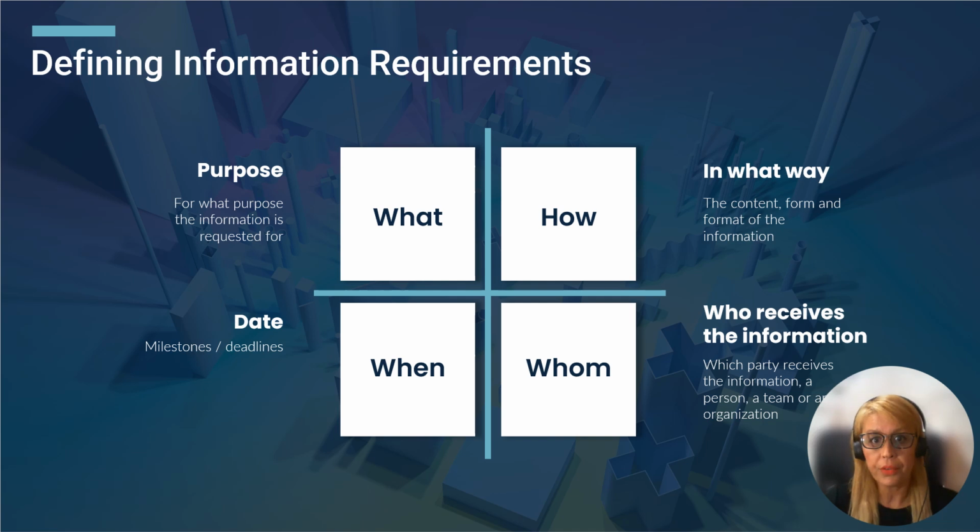Following, let's focus on defining information requirements. These requirements specify what information is needed, when it should be provided, how it should be formatted, and for whom it is intended. The what defines the purpose behind the information request. The how describes the content, form, and format of the information. For whom identifies the recipient, whether an individual, team, or an organization. When specifies the timing of the information delivery.